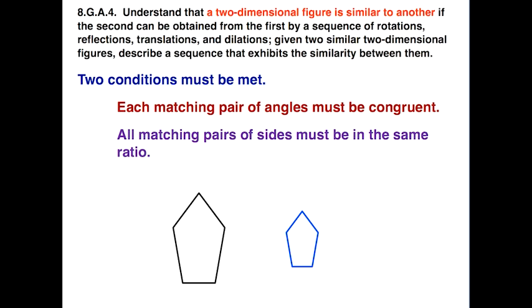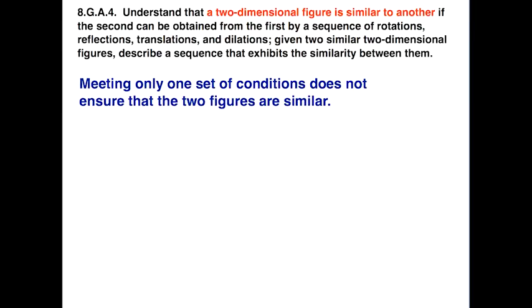The second condition is that all matching pairs of sides have got to be in the same ratio. So for example, keeping it simple, if these were in a 2-to-1 ratio, then each matching pair of sides has to be in that 2-to-1 ratio for these two to be similar. Students have to realize that meeting just one set of these conditions doesn't ensure that the two figures are similar.